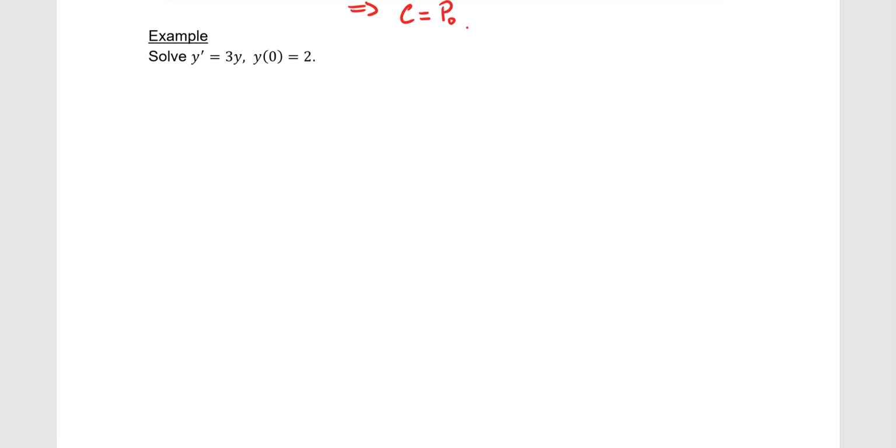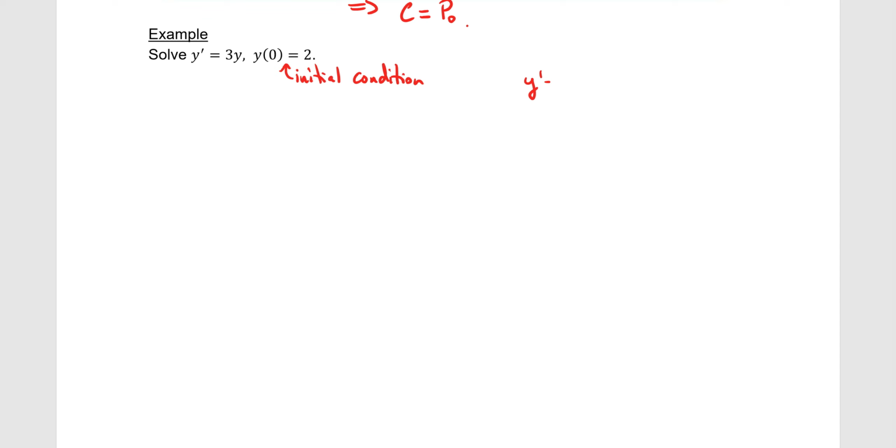So let's go ahead and solve this: y prime equals 3y, and our initial condition is y of 0 equals 2. So we're not given units. We're not given any background story or word problem here. It's just some numbers. That's our initial condition. The initial value is 2.